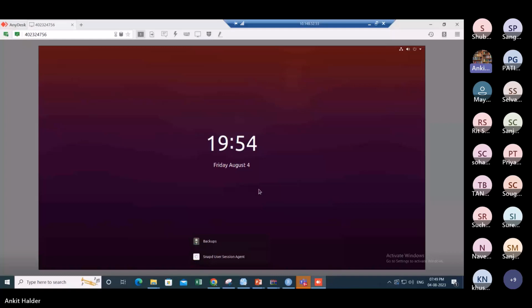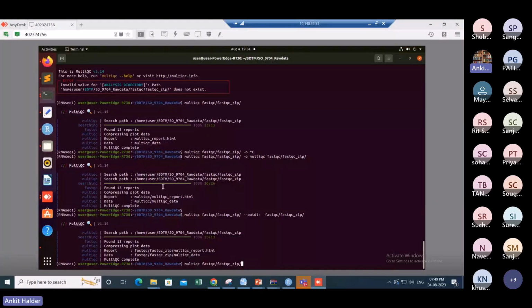Yeah, so this is another tool, MultiQC. Whenever we have a number of FastQC results, for a number of raw sequencing reads, and we have done the quality control, then we need MultiQC to see it in a single report. I'll show you how it comes.